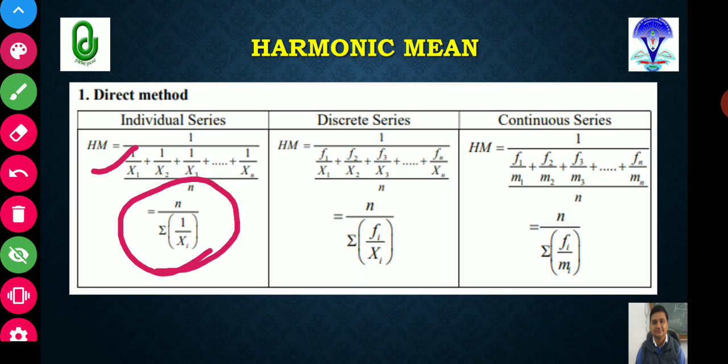Harmonic mean is equal to n, that is the total number of observations, divided by the summation of 1 divided by xi, that means all the observations. Similarly, for classified data or grouped data in a discrete series, it is n divided by summation fi by xi, and for a continuous series, n divided by summation fi by mi, that is the mid value of the class.